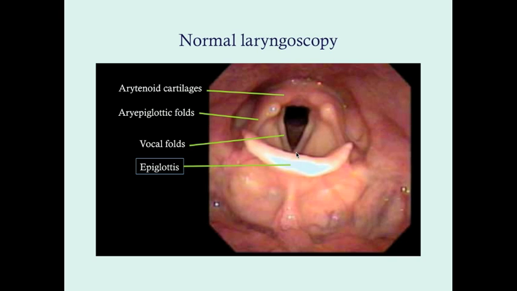So again, here's another view. You can see your arytenoid cartilages are a little bit more prominent here. Here's the aryepiglottic folds, connecting the epiglottis to the arytenoids, and then here's your vocal cords. So this is all normal here.